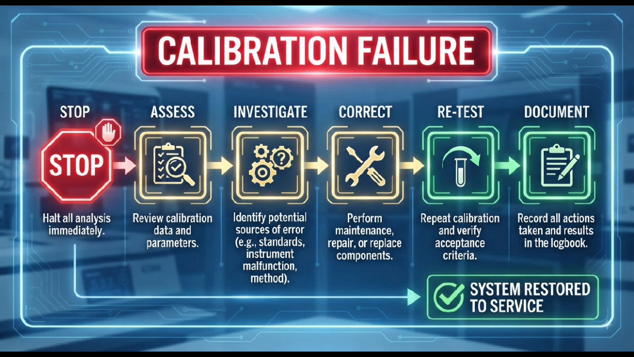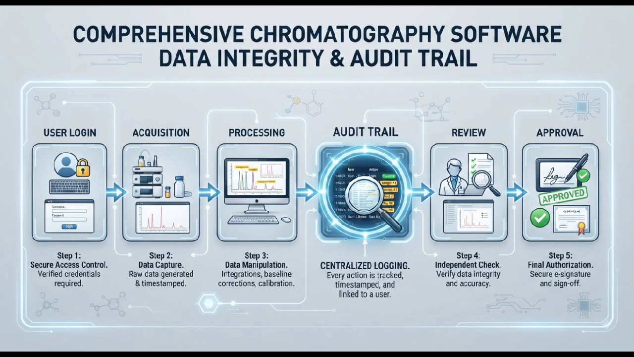If required, initiate the applicable device deviation, out of calibration or OOC, or investigation procedure according to the laboratory quality system. After corrective action, repeat testing only according to the approved procedure. Most important, the original failed result must not be hidden or discarded.